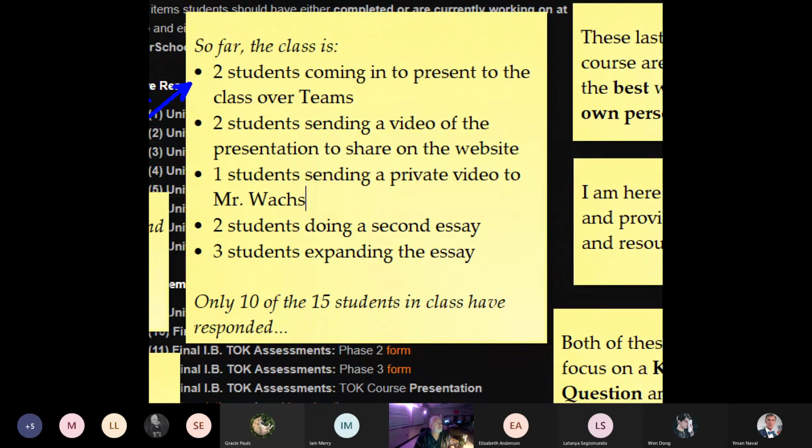Two students have answered that, and when I say two students, I mean two students who filled out the form. They actually might be part of a larger group. They are going to be coming in to present their presentation, and I'll be sending it out over Teams the way I'm doing right now with you guys. Two students have indicated that they will be sending me a video. They'll be recording their presentation on video, sending me that video, and I'll share it on my website. So if you guys want to see that TOK presentation, you can.